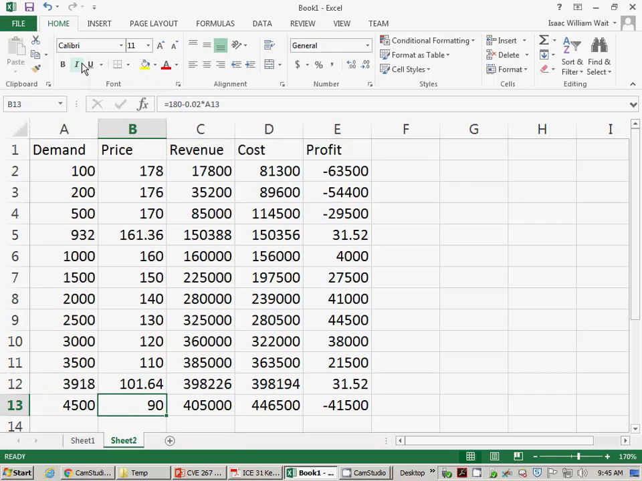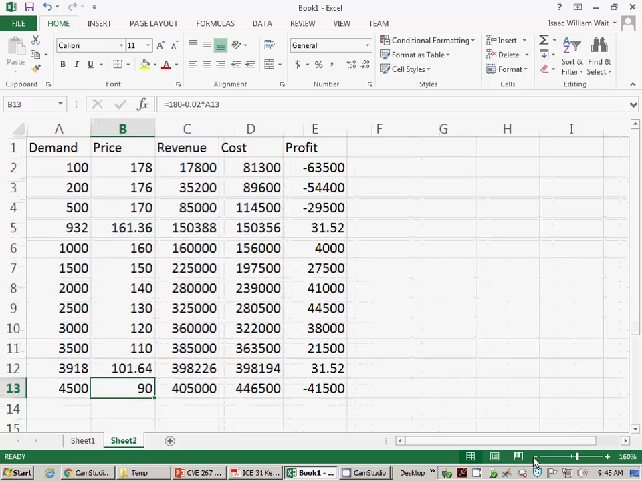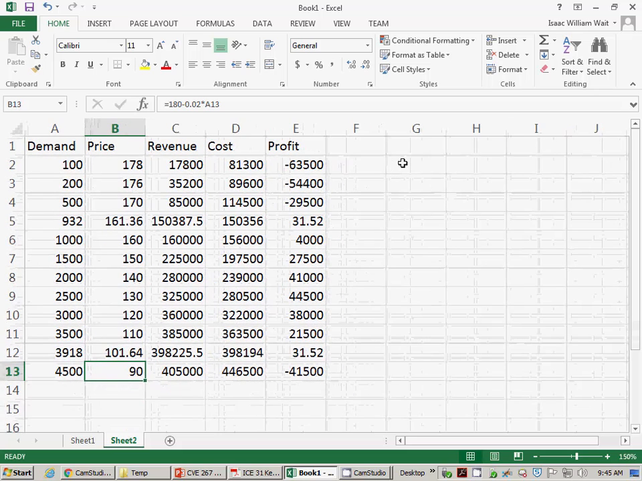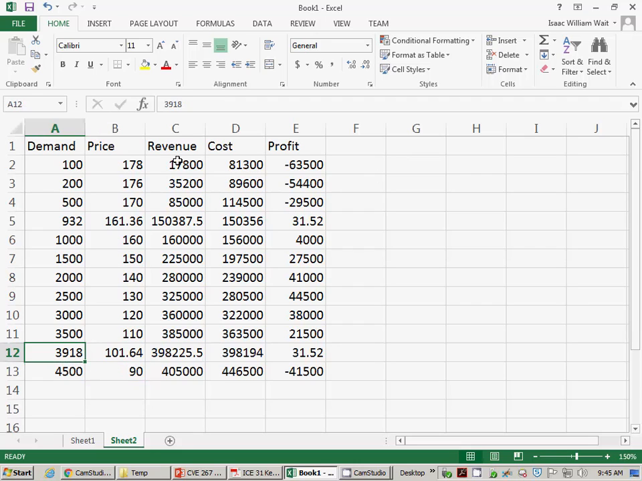All right. Any questions so far? Let's do a graph. Which one? Well, it was 3918 point something. There was a decimal, right? I rounded down to make sure that it was profitable.